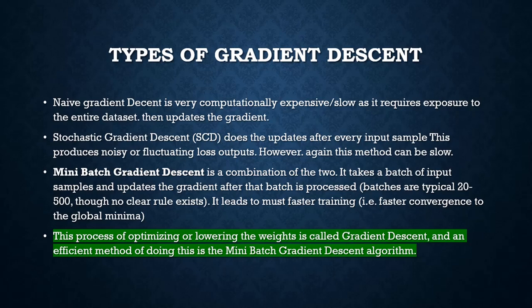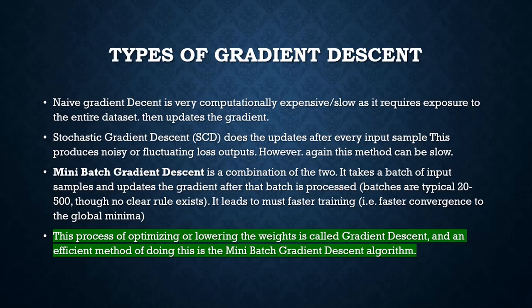Stochastic gradient descent just updates on every input sample. Instead of taking many inputs, stochastic gradient descent takes only a single input and makes the calculation. This provides noisy and fluctuating loss values. However, this method can also be very slow.